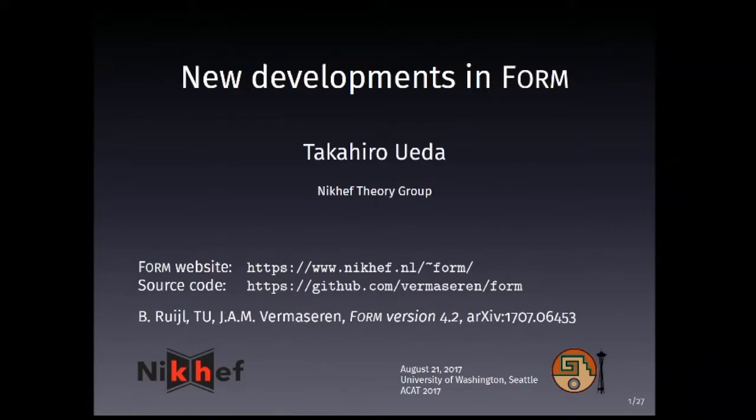And as she introduced, I'm going to talk about FORM, which is a symbolic manipulation system. Here, in these links, you can find the FORM website and also the source code. Ben Ruijl, Jos Vermaseren, and I released version 4.2 recently, and we uploaded the release note paper to the arXiv. Here is the number. And Jos Vermaseren is the original author of FORM.